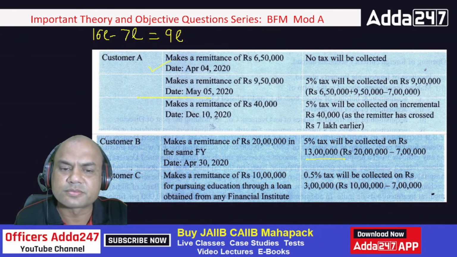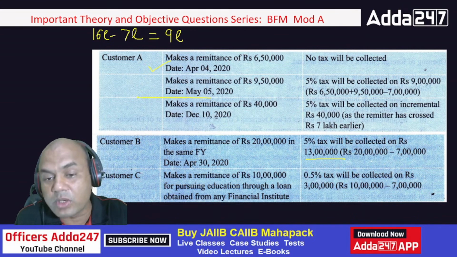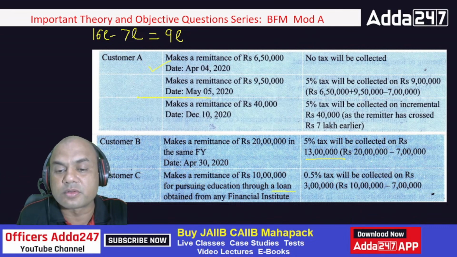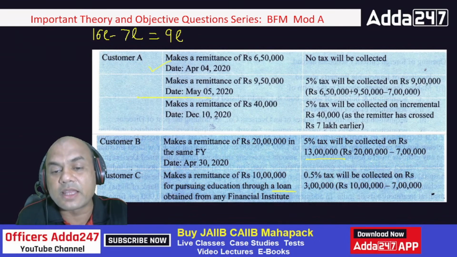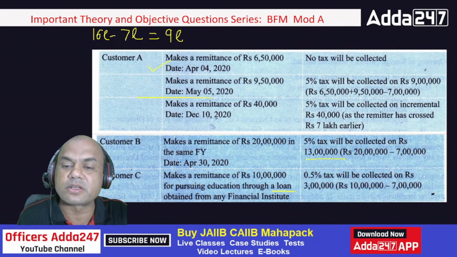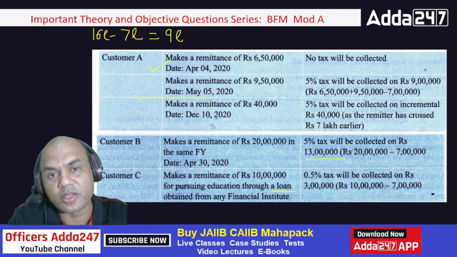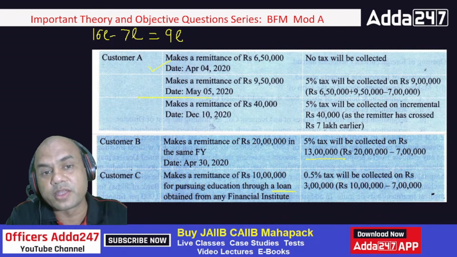So that's it. Suppose I make a remittance of 10 lakhs for pursuing education through a loan obtained from a financial institution. Means I get a loan also now. So then 0.5% on what? On the remaining amount, 10 lakhs minus 7 lakhs. This is customer C. So it is 3 lakhs and 0.5% on the 3 lakhs. Okay. So this is the way this numerical is to be solved. If you get such a numerical in the exam, kindly solve it this way only.